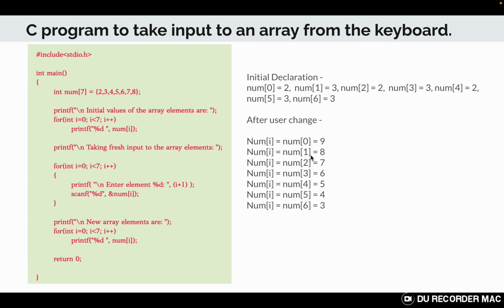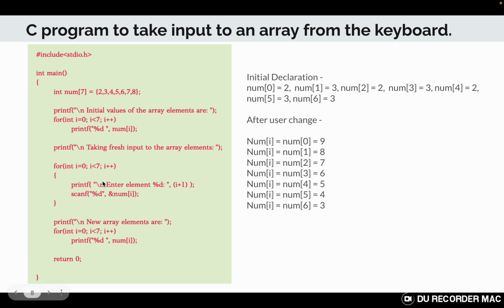Similarly, if the next element that the user has entered is, say, 8, what will happen? This is the first position, right? It will change from 3 to 8. So num of 1 is being overwritten with 8, which had the existing value of 3. Similarly, this for loop continues from 0 to 6, so it will run 7 times, and every time it runs, it tries to override the value of the same array that we had declared earlier.